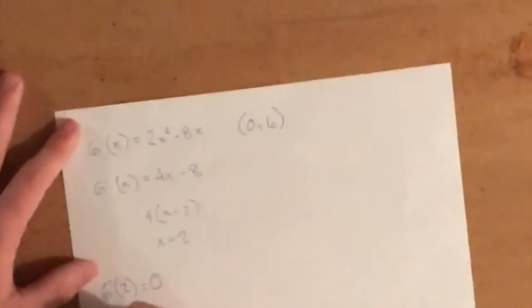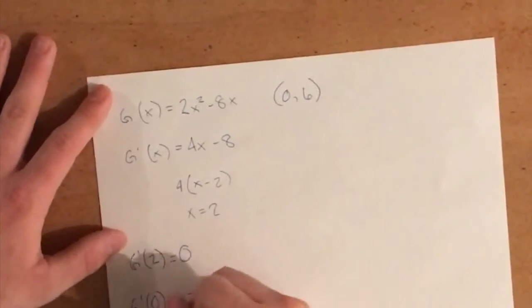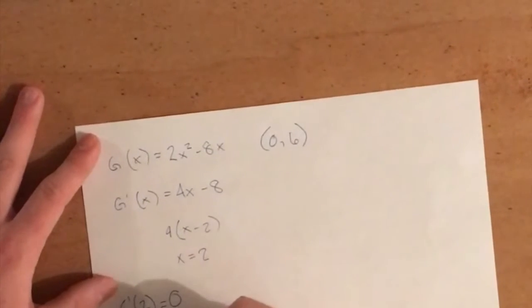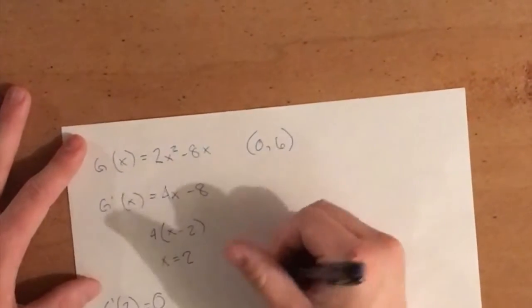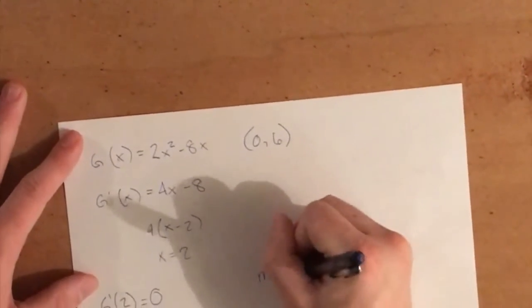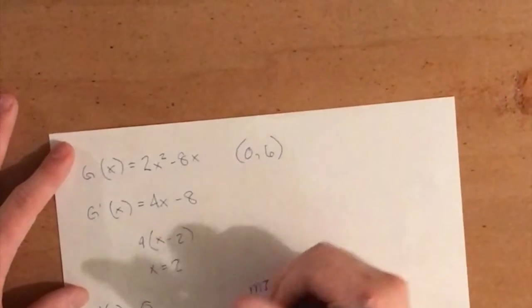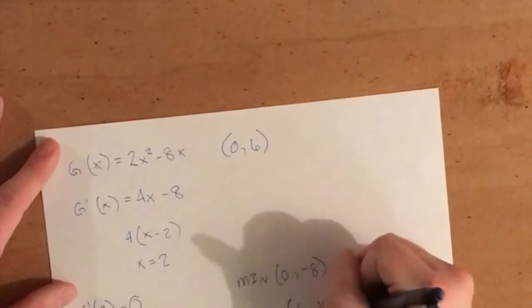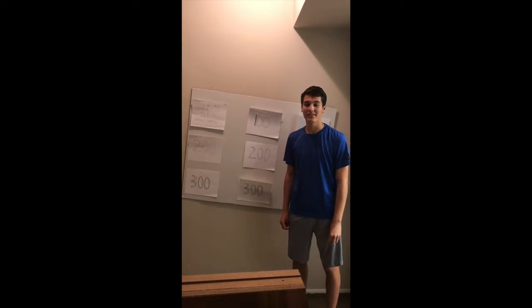Which would give me negative 8. And the endpoint 6 would give me 16. So therefore, your minimum point is 0, negative 8, and your max is 6, 16. Easy. Sorry, Tanner, that's incorrect.